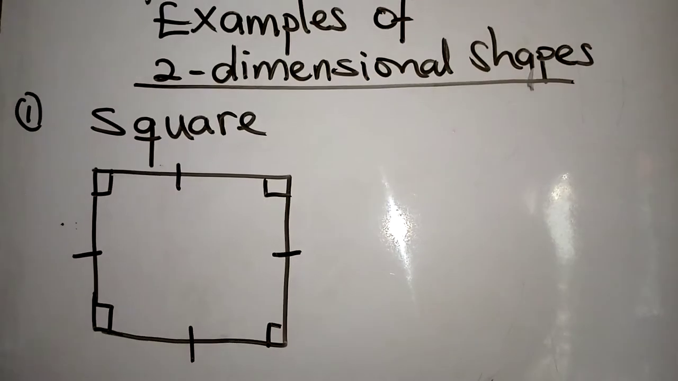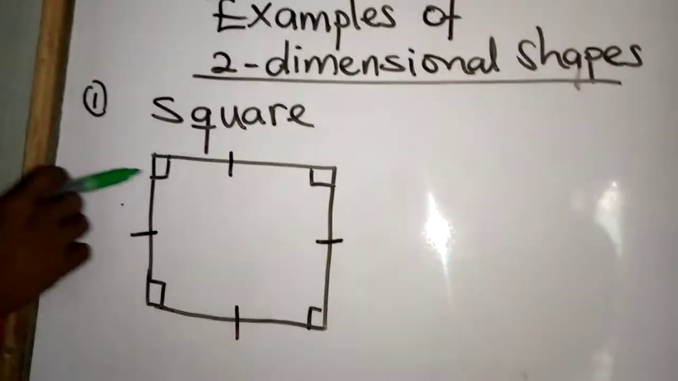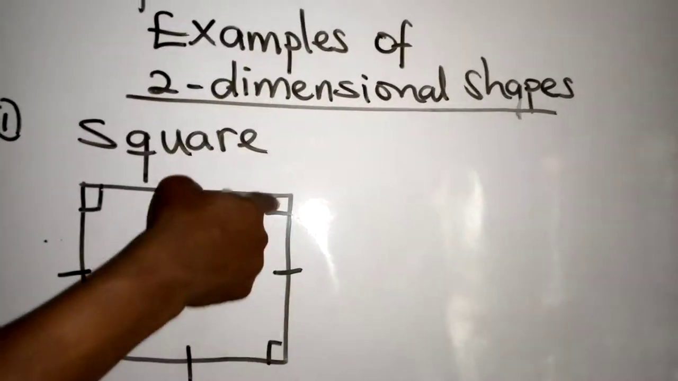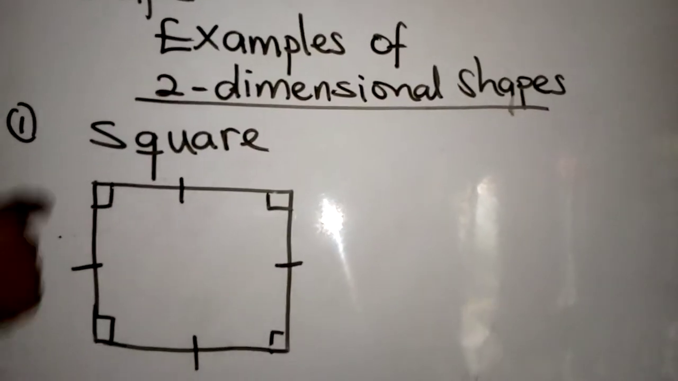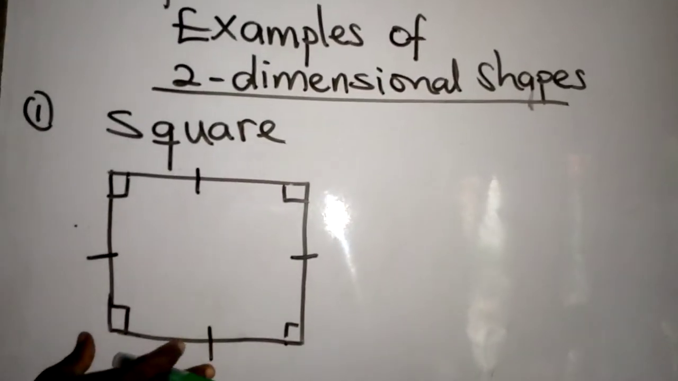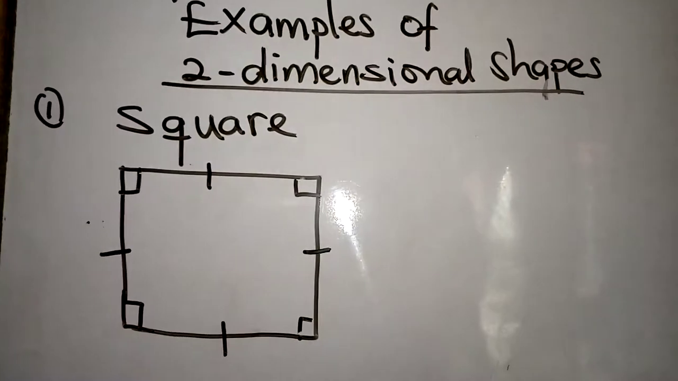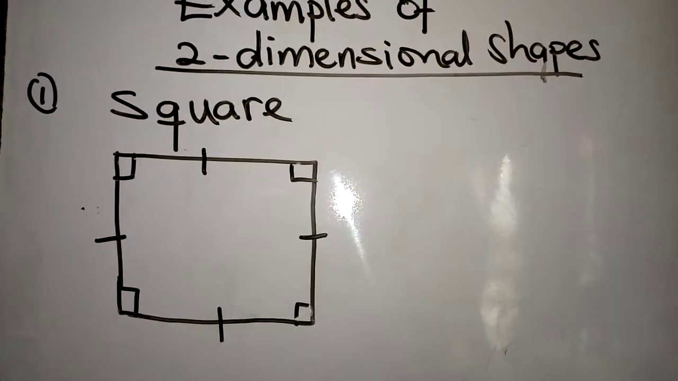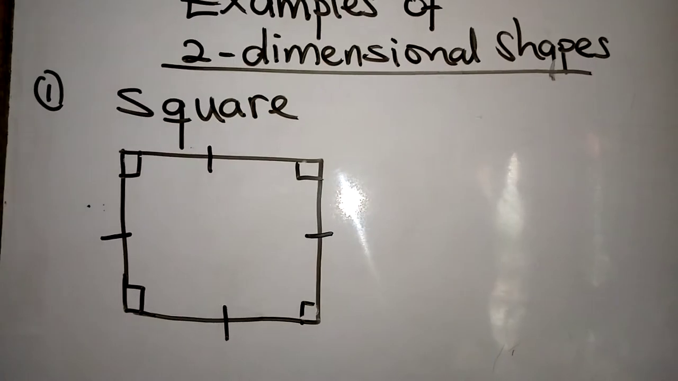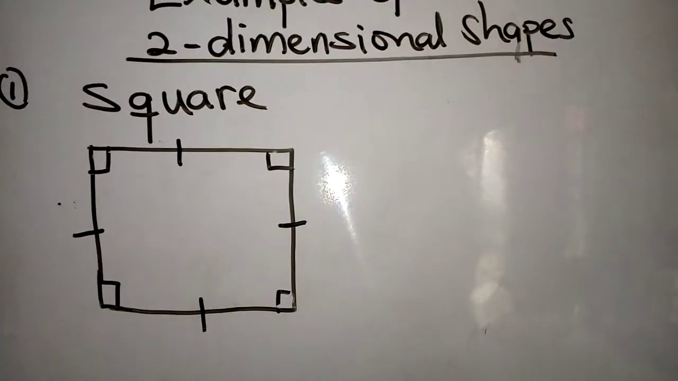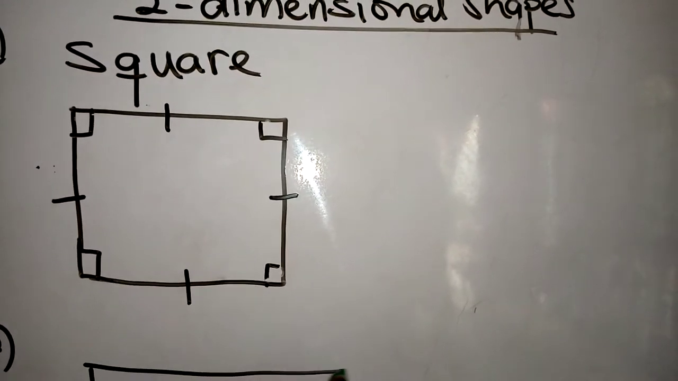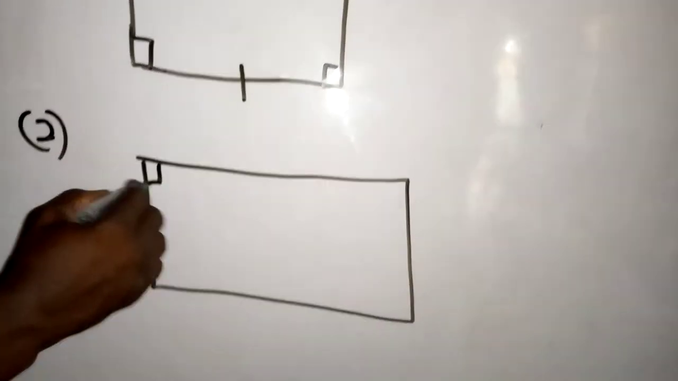Aside from that, a square also has four angles. 1, 2, 3, 4. So a square has four sides, which are all equal, and it also has four angles. Another plane shape that we have is called a rectangle.